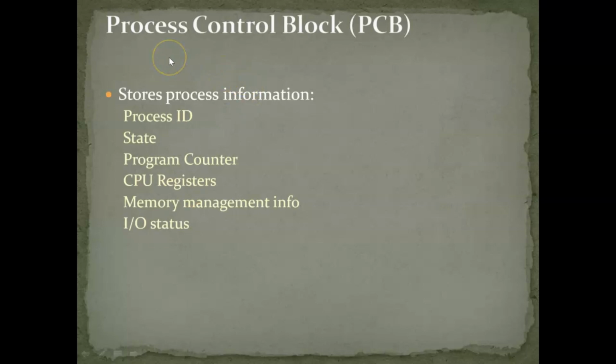Next comes the process control block. What it does is store information like process ID, state, program counter, CPU registers, memory management info, and input output status.